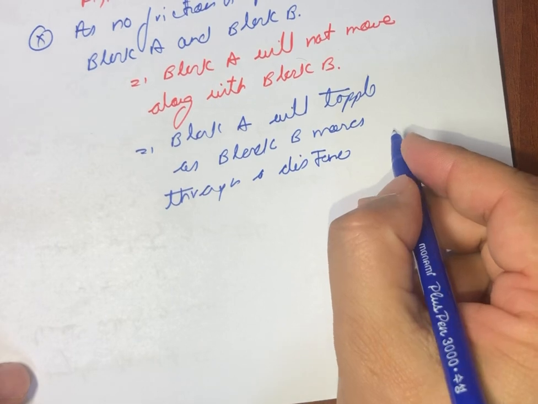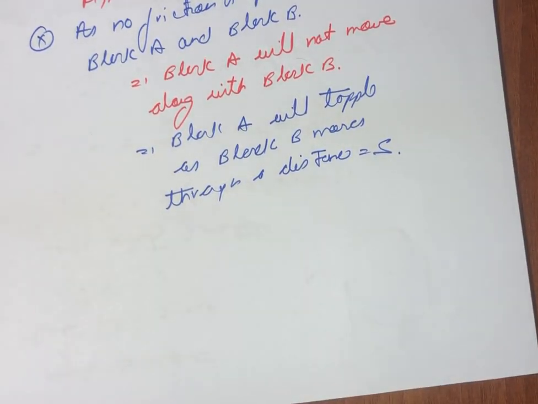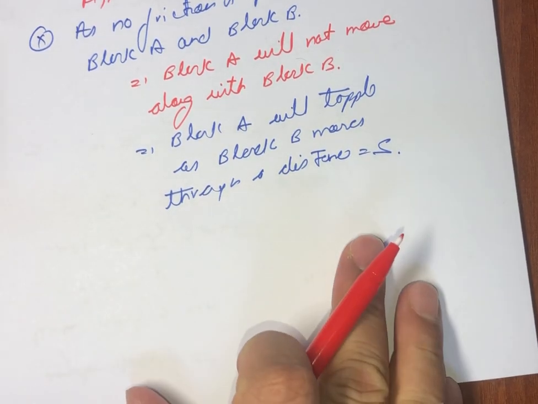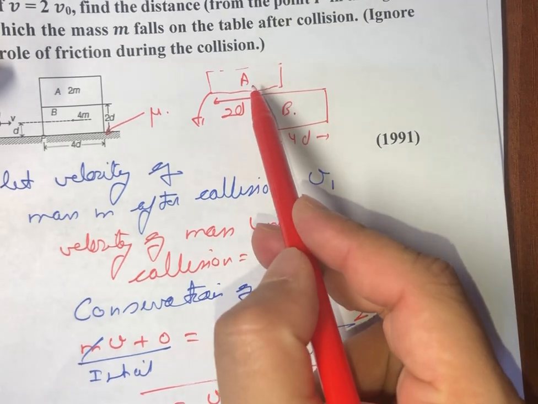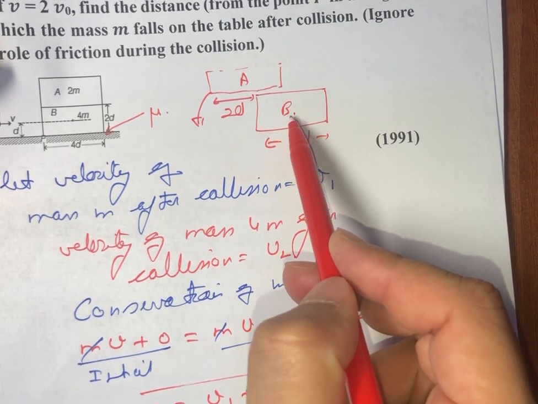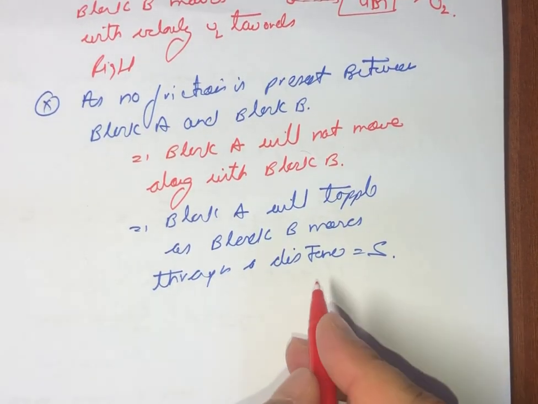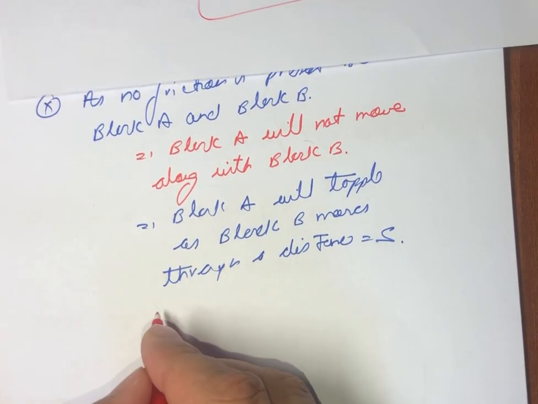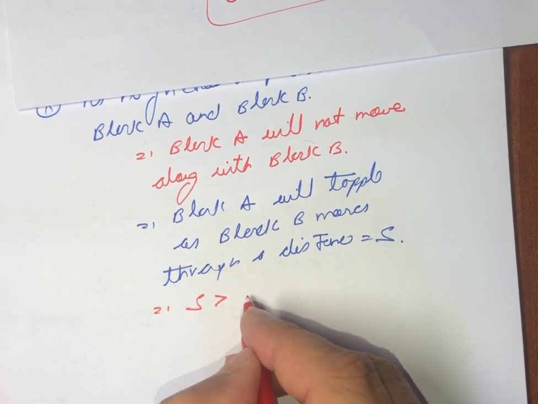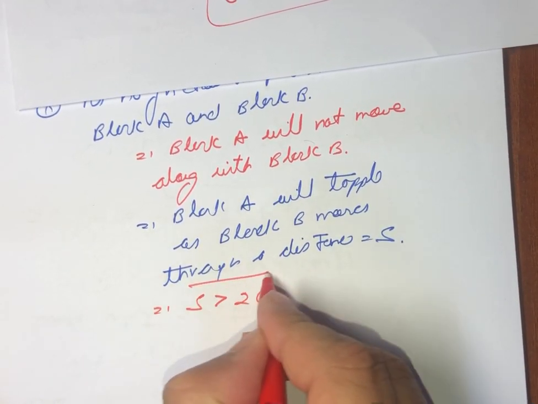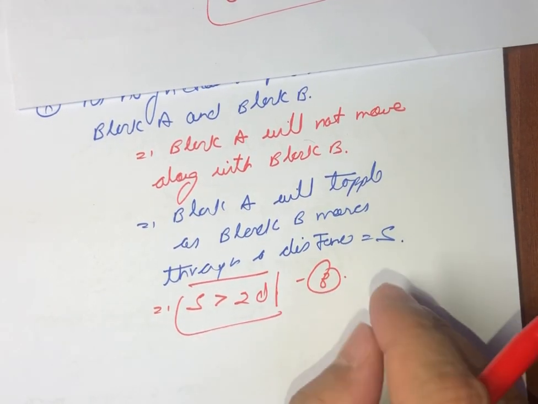Let us suppose that distance is given as S, and we already said that block A will topple if the block B has moved a distance of 2d. Under this condition, S should be greater than 2d. So let us call this equation number 3.